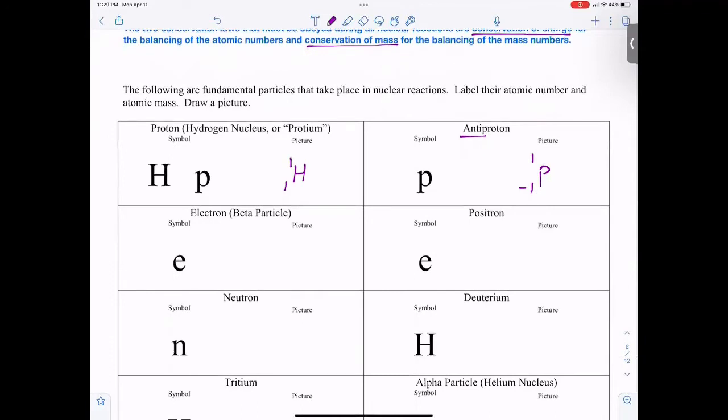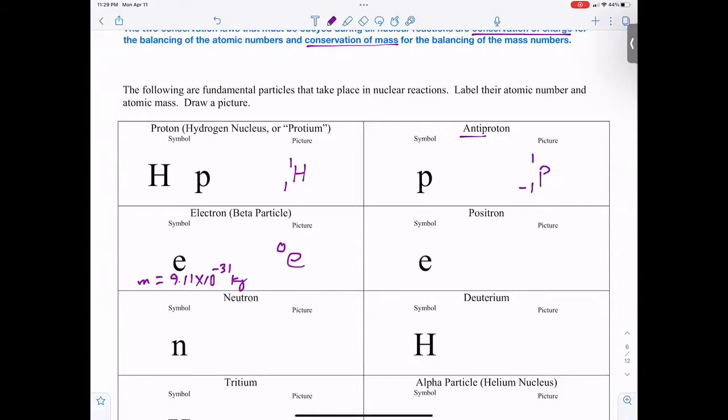Okay, an electron. For an electron, we're going to use the symbol e, just like you see here. It has no essential relative mass whatsoever. In fact, think of it this way: an electron is so tiny. The actual mass of an electron is roughly about 9.11 times 10 to the -31 kilograms.